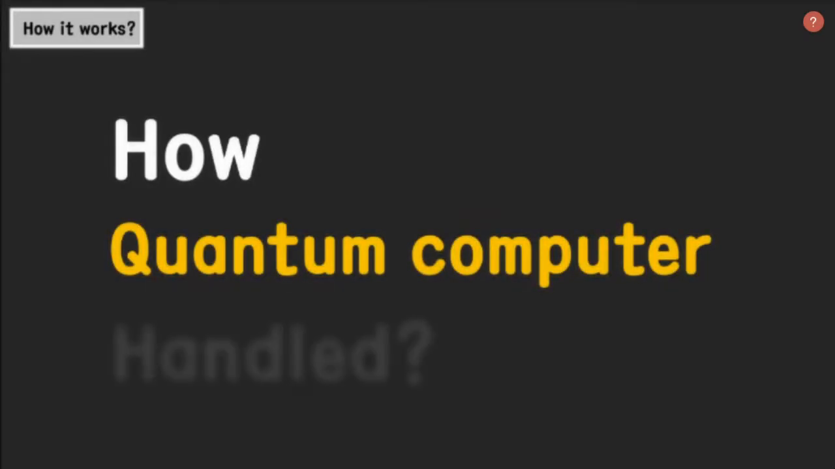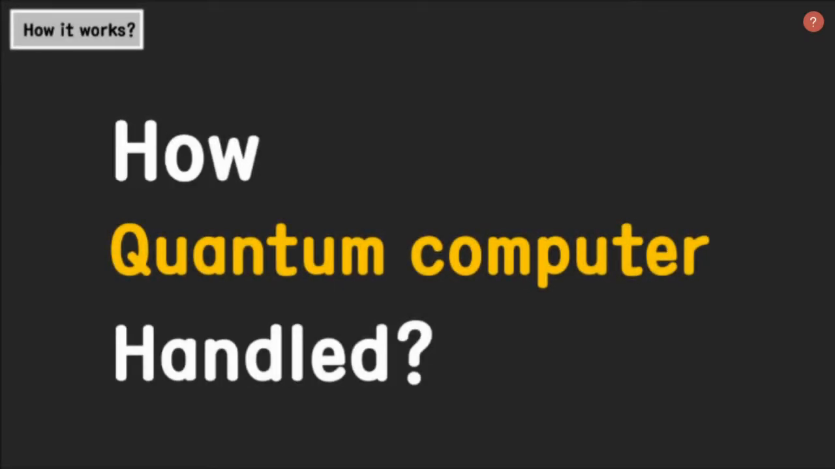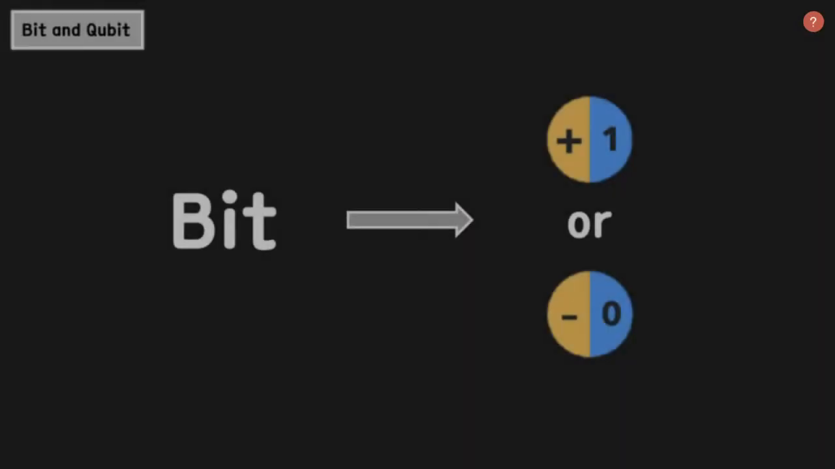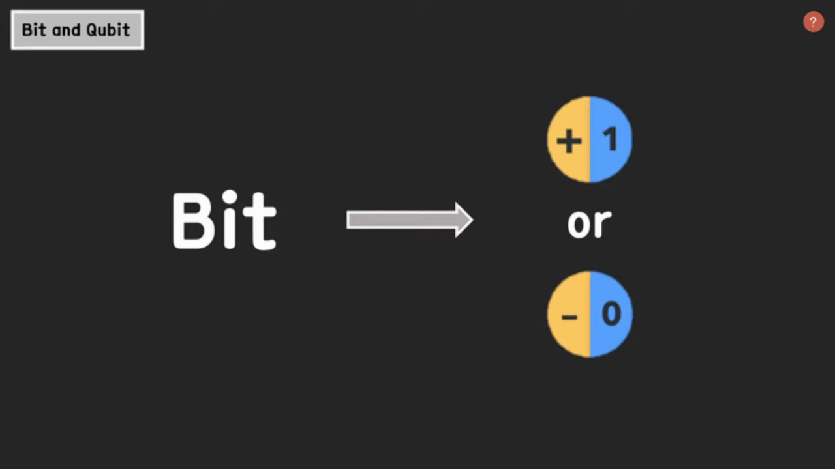Now, let's see how quantum computers are handled. Classic computers encode information bit by bit, and each bit can represent a 0 or 1. These zeros and ones act as on-off switches that translate into calculation functions that perform simple calculations.